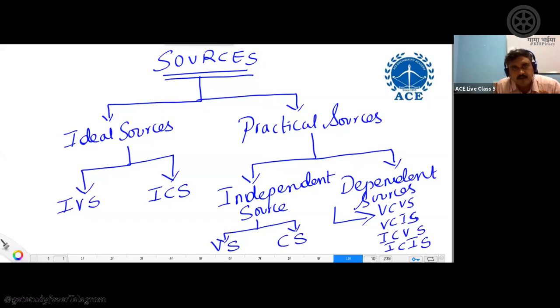Ideal, practical. Under ideal, ideal voltage source, ideal current source. Under practical, independent sources and dependent sources. Independent voltage source, independent current source. And dependent sources: voltage controlled voltage source, voltage controlled current source, current controlled voltage source, and current controlled current source. Okay. Now let us see briefly what these sources exactly mean to us. First let us see ideal voltage source.